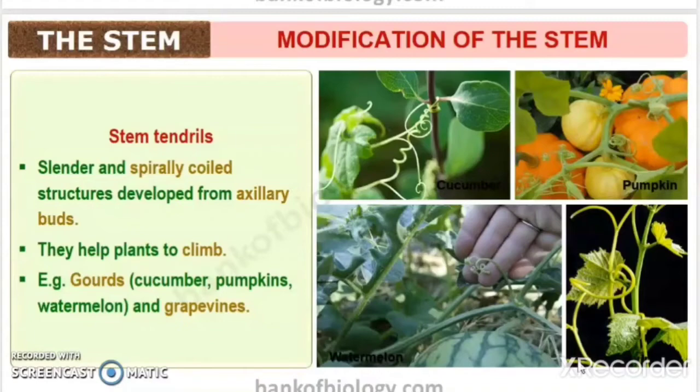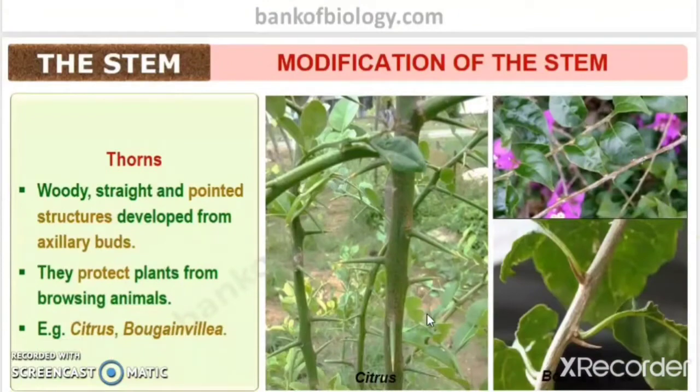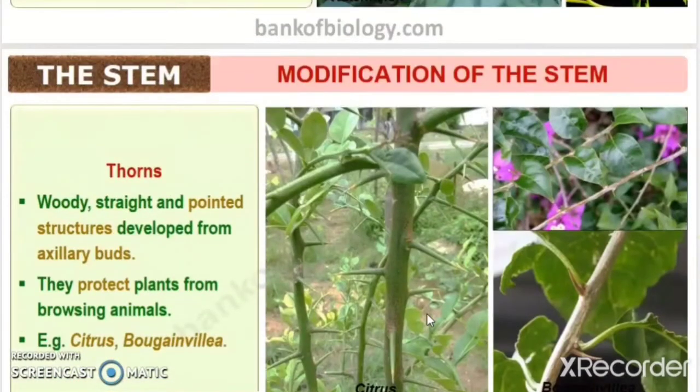Okay, now let us move on to the next part, which is the thorns. So we are able to find in some plants the stem portion is modified to form thorns. So these thorns are nothing but woody, pointed and straight structures which are again developed from the axillary buds. Like the tendrils, they are also developed from the axillary buds. So they are woody, they are straight and they are pointed, and they are developed from the axillary buds.